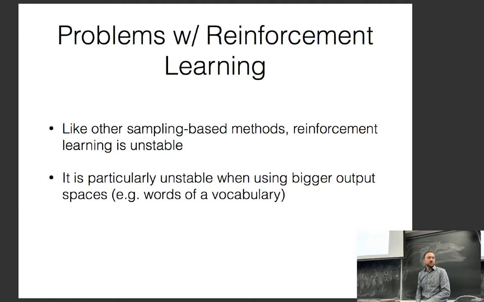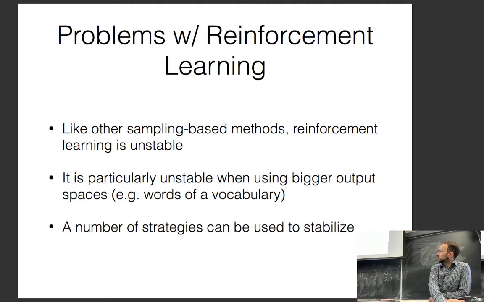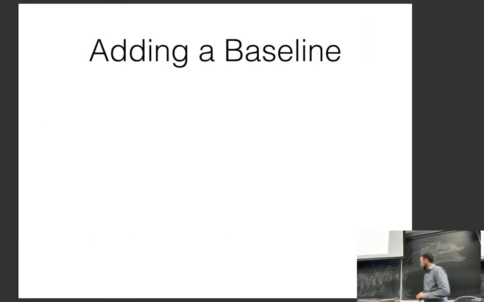This is particularly true when you have something like all the words in your vocabulary. So using reinforcement learning to do a sequence of 5 decisions is probably fine. You can do it. But if you want to choose over 40,000 words in a vocabulary in your neural machine translation or dialogue model, it becomes very, very difficult. A number of strategies can be used to do this. And the biggest one that you'll see in every reinforcement learning paper in NLP is called a baseline.